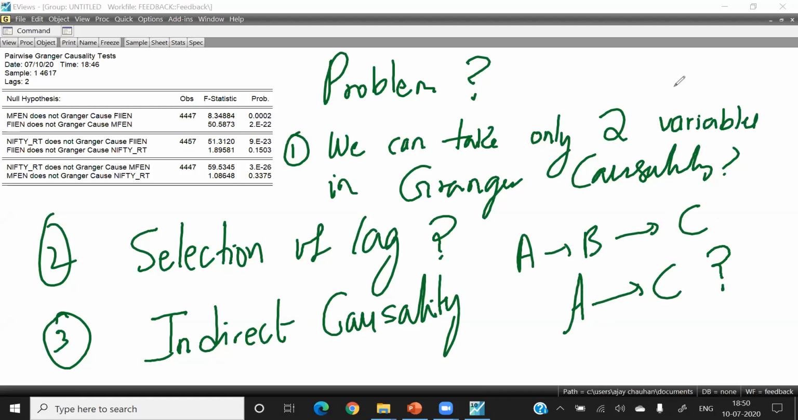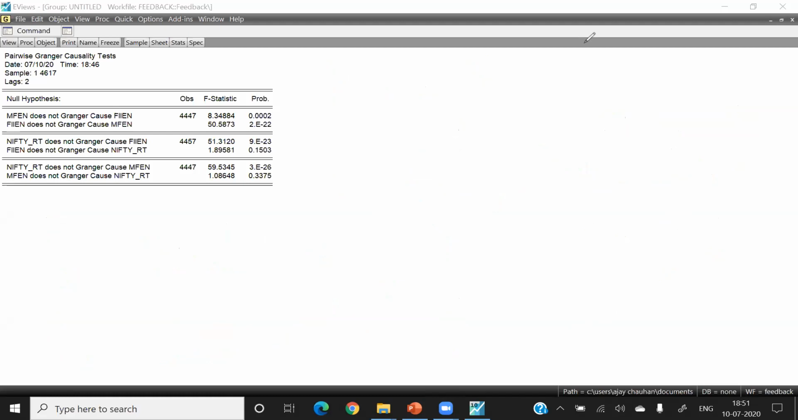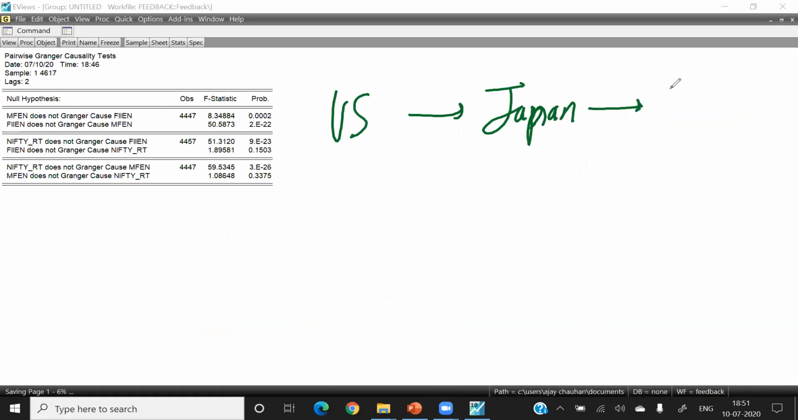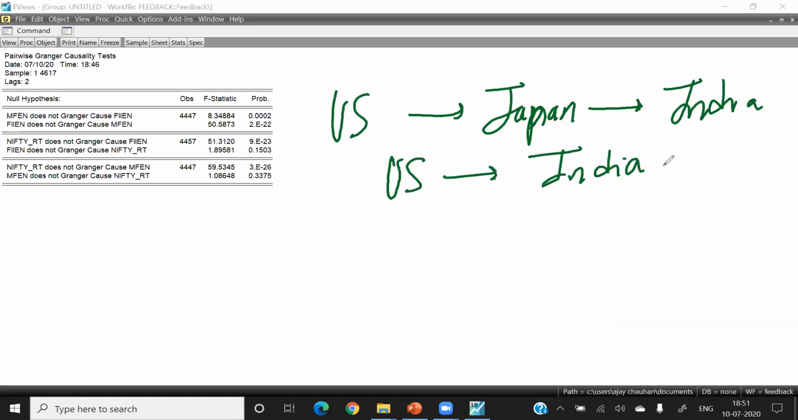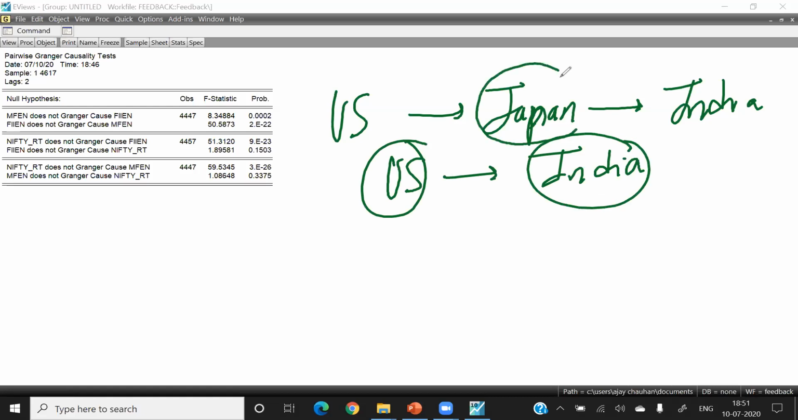Now I'm giving you an example. If the US market is causing the Japanese market and the Japanese market is causing the Indian market, so we can explain US is causing also India, right? But this may not be true. It may be possible that US is not causing India. It is because of the relationship between this, right?